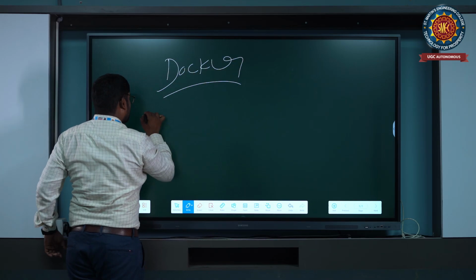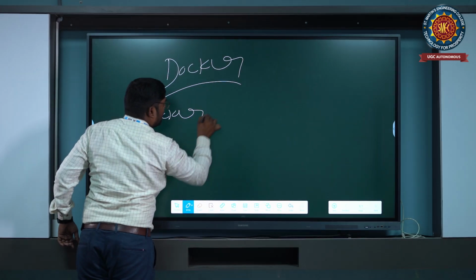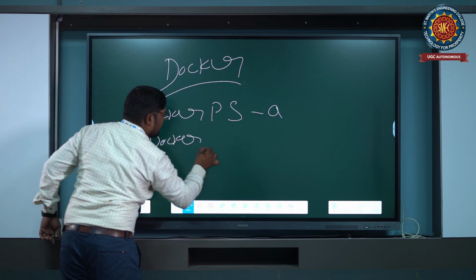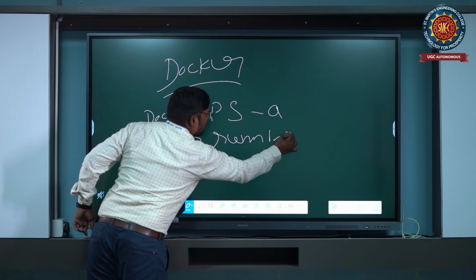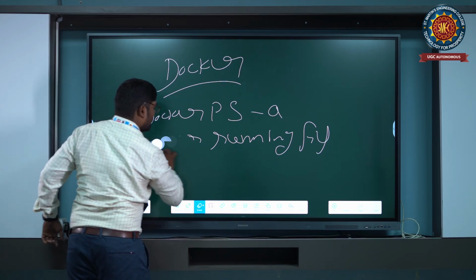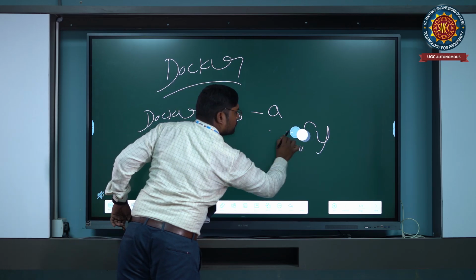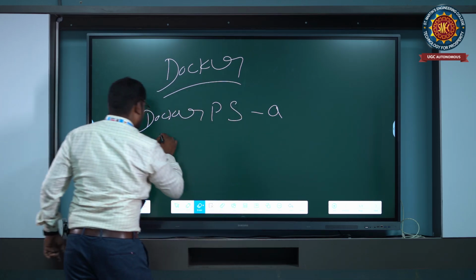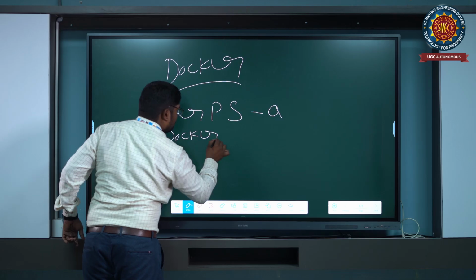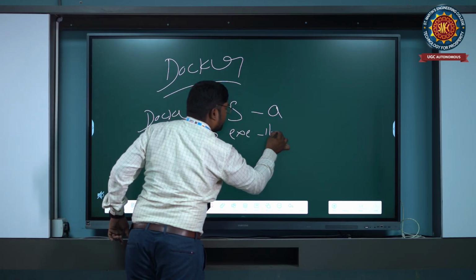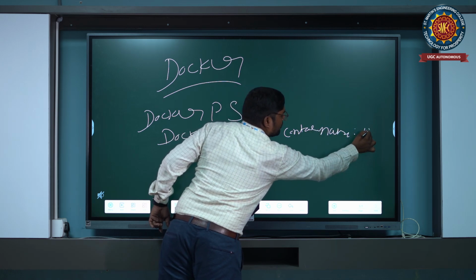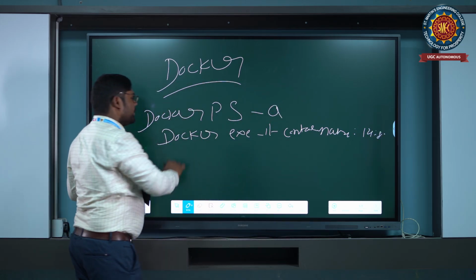This is Docker. First we create a Docker container. Docker ps -a shows all the Docker containers. Then we use docker exec -it with the container name or ID. Then we can create Docker files.